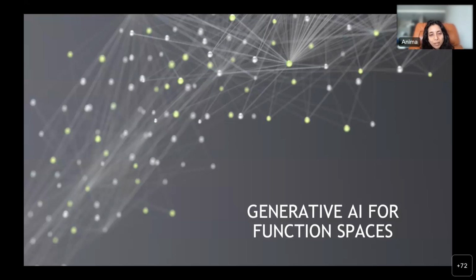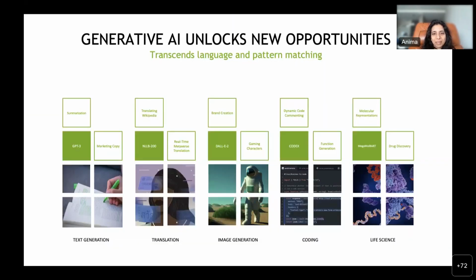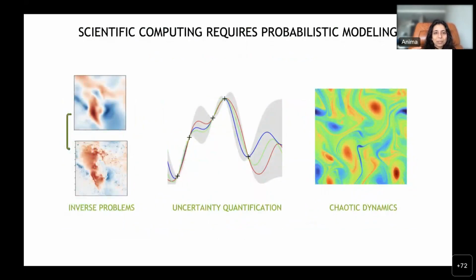So far what I told you was to learn deterministic maps between function spaces, right? What about learning probability distributions on function spaces? And indeed, this directly asks similar questions as we've seen with generative AI, whether it's text generation or image generation. They're all learning probability distributions. Can we do the same?